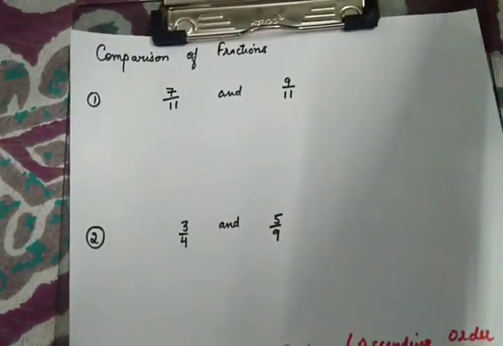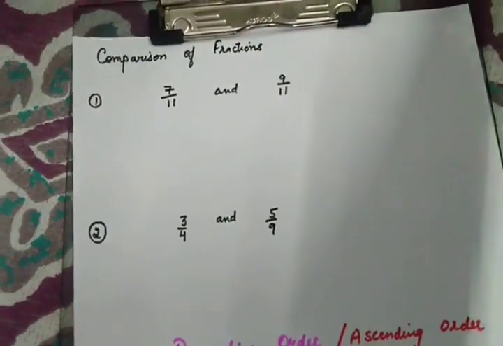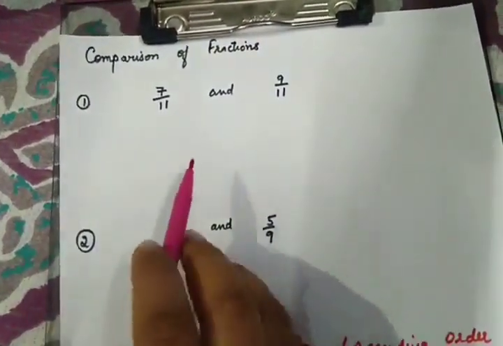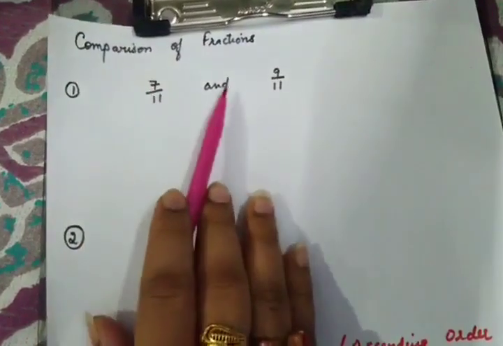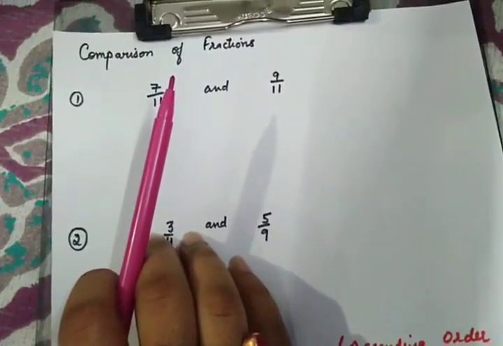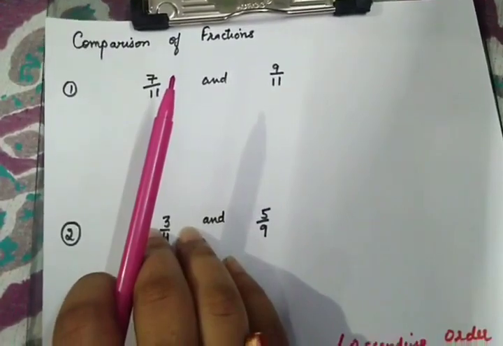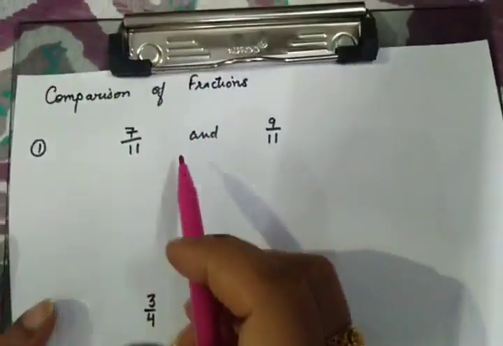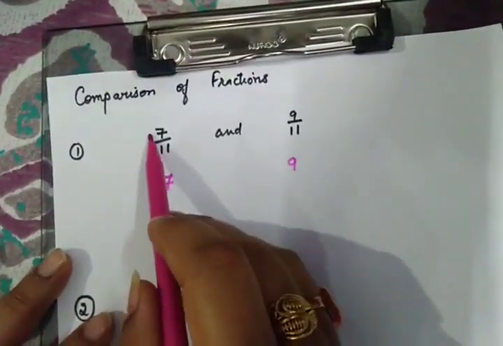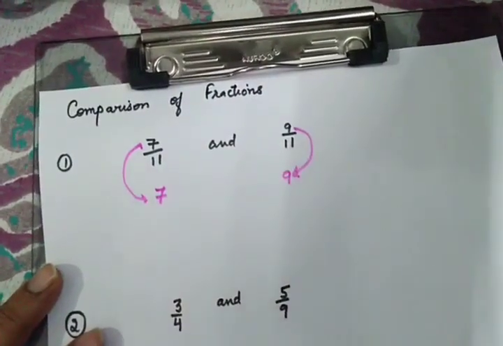Taking the next topic of comparison of fractions. Comparison means to find out which one is bigger, which one is smaller, or whether they are equal. One question I have taken here: one fraction is 7 upon 11 and the other one is 9 upon 11. You need to check which one is bigger, which one is smaller, or whether they are equal. So the golden rule is, as I told you just now, keep the numerators at the same place. Here the numerator was 7, so 7 is on this side, and 9 is written on the right side.